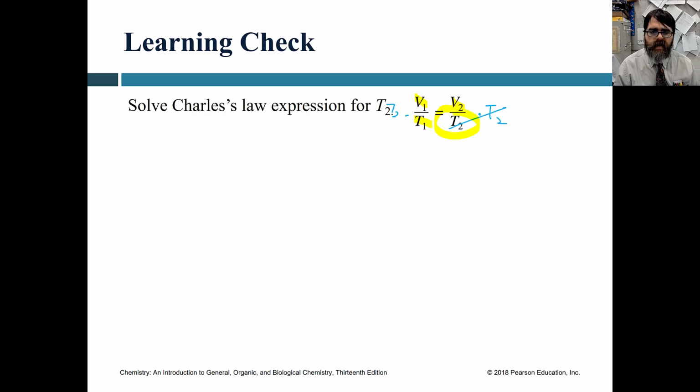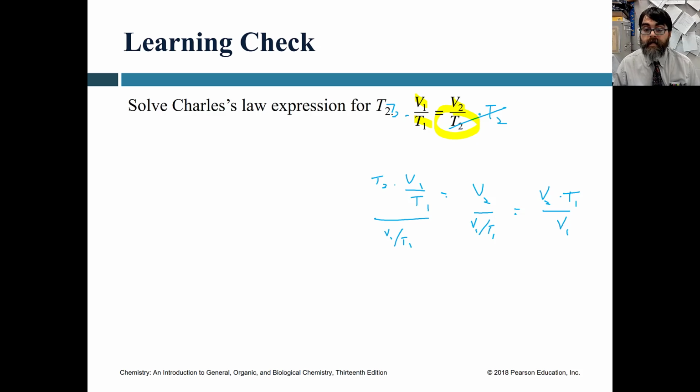T2 is going to cancel out over here, and so then we end up with T2 times V1 over T1 is equal to V2. Then we can divide both sides by V1 and multiply them both by T1, or we can divide them both by V1 over T1, which is then the same thing as multiplying by the inverse of that, V2 times T1 over V1. Your textbook likes to list it out as just the volumes over one another and then have the temperature separate, and that works. They're the same thing mathematically.